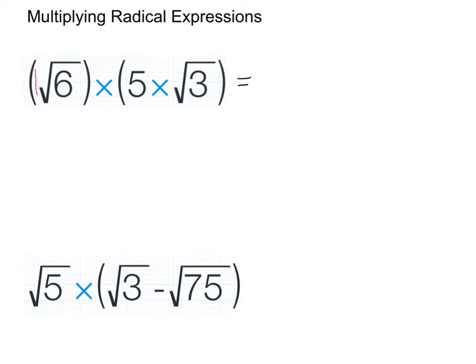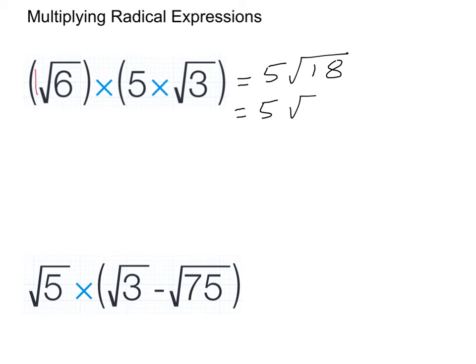And I can do 1 times 5, which gives me 5. Then I multiply what's inside the radicals. That's 6 times 3, which is 18. So the initial answer for my product is 5 square root of 18. I'm not done yet, though. I need to make sure this is totally simplified.